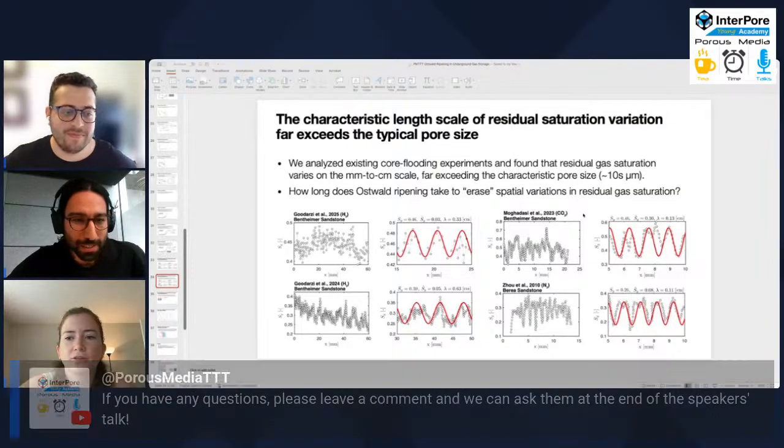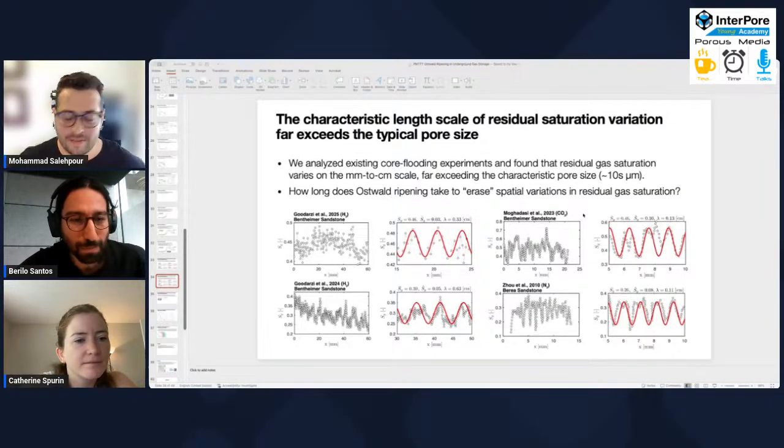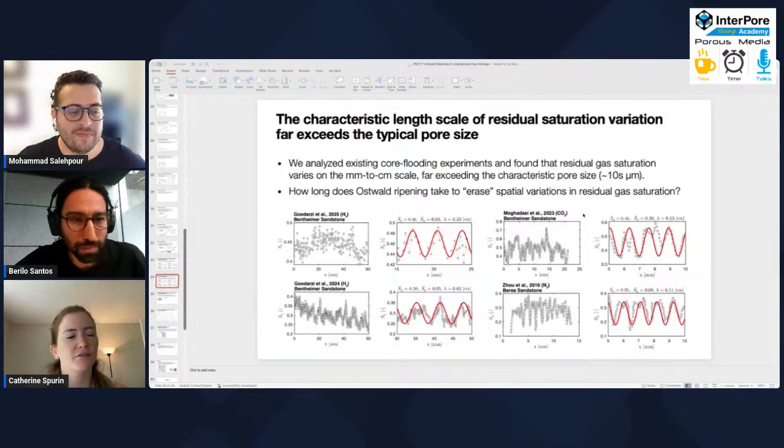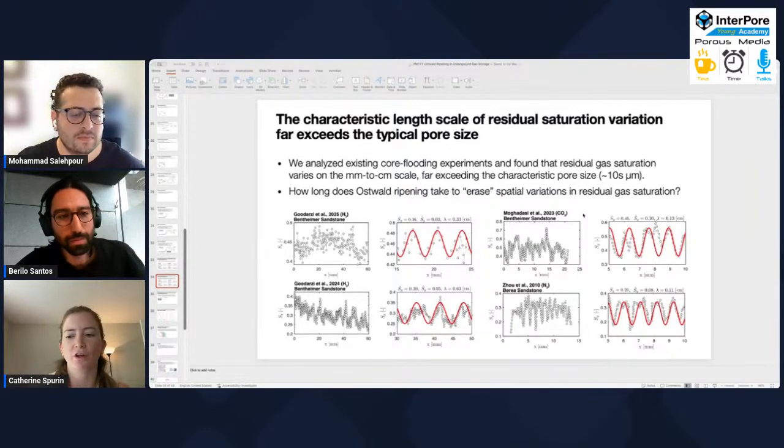Yeah. May I ask a question as well? Yeah, of course. I was wondering if you were able to link the rate of dissolution or any of the two stages to the connectivity of the pore space in those regions.